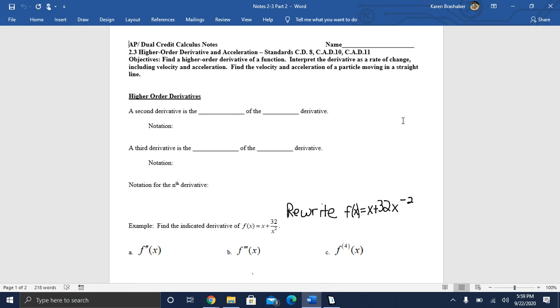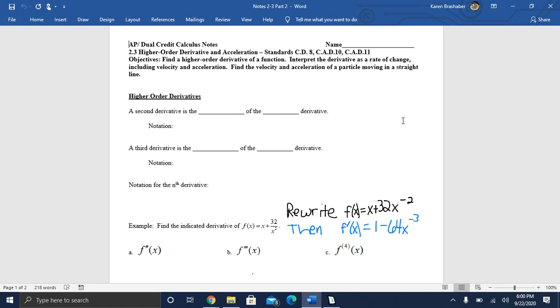And then since part A is asking you to do the second derivative, you hopefully will recognize that you need to know the first derivative. So I'll do that along with this. So after you do your rewrite, then do your first derivative. So the derivative of x is just 1, and the derivative of 32x to the negative 2 will bring the negative 2 multiplied by 32 to get negative 64x. And then remember to subtract 1 from the exponent. So x to the negative 3 power.